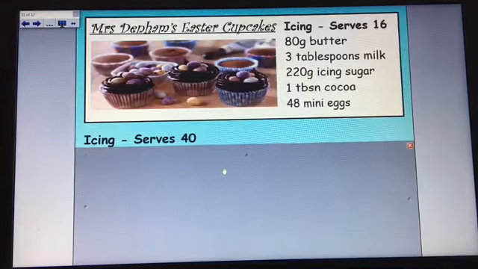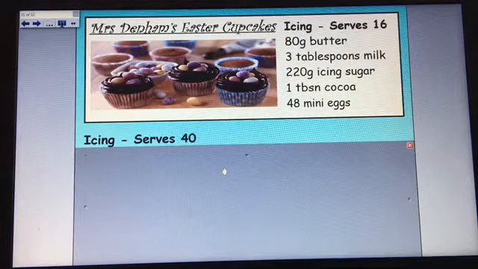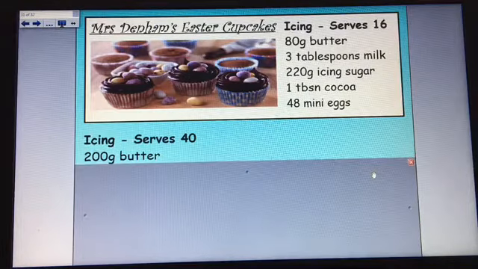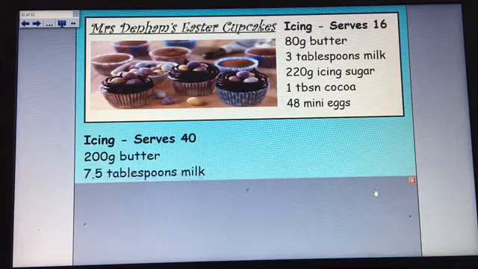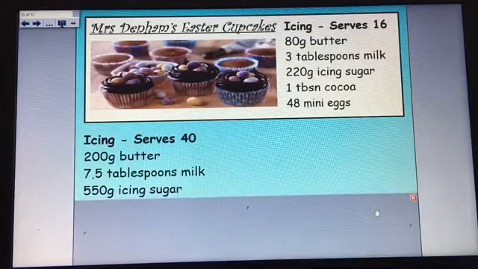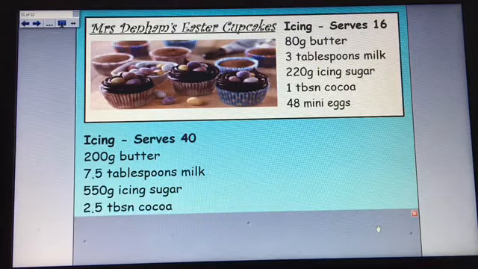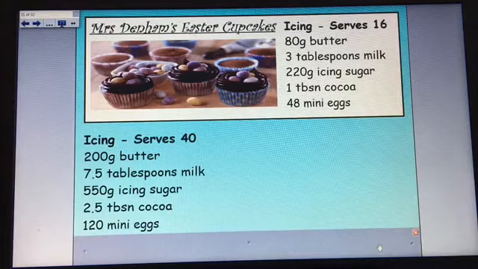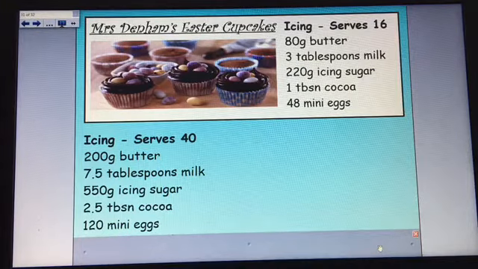Okay, and if you want to have a go at the icing part now, press pause. If not, I'm going to go through it. So for the icing part for 40 cupcakes, you would need 200 grams of butter, 7.5 tablespoons of milk, 550 grams of icing sugar, 2.5 tablespoons of cocoa, and 120 mini eggs.